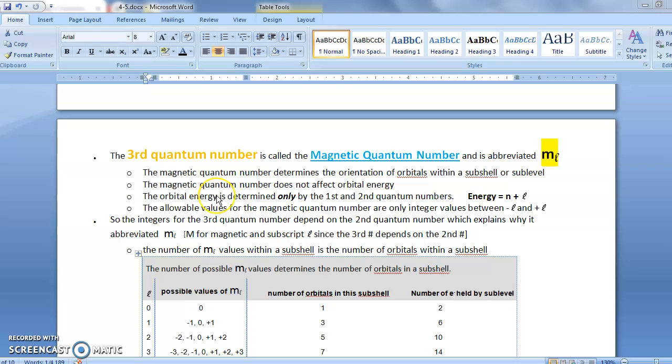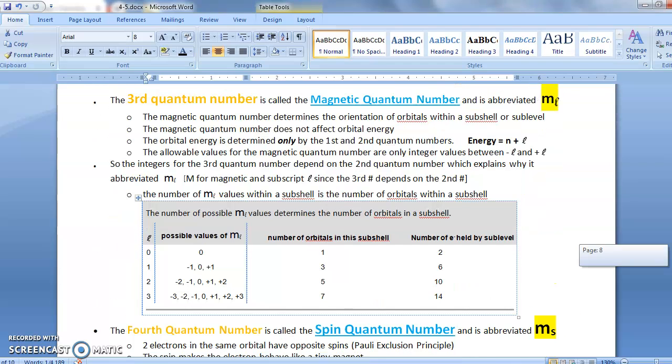As we mentioned, the energy of an electron or an orbital's energy is determined only by the first and second number. The third number does not affect energy. The third number is just assigning an orbital based on an arbitrary or imaginary orientation of that orbital within the atom, within that sublevel. Again, the third number is minus L to positive L. First number puts you on an energy level. The second number puts you in a sublevel, which is made up of one or more orbitals. The third number puts you in an actual orbital.